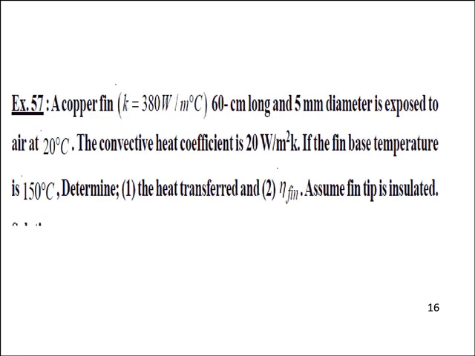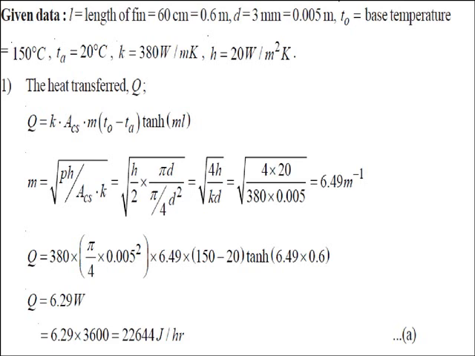So friend, again this is a case of a fin with finite length and the tip of the fin is insulated. Here the dimensions of the copper fin, convection heat transfer coefficient, base temperature and surrounding temperature are given. We have to find out the heat transfer and the efficiency. Like the previous numerical, first we have to convert all the centimeter and millimeter into meter, so uniformity in the dimensions is observed.